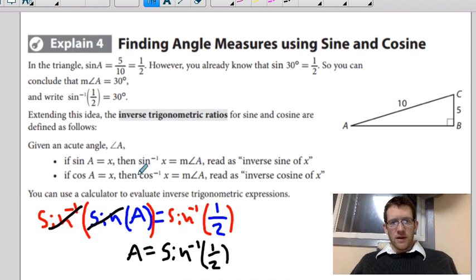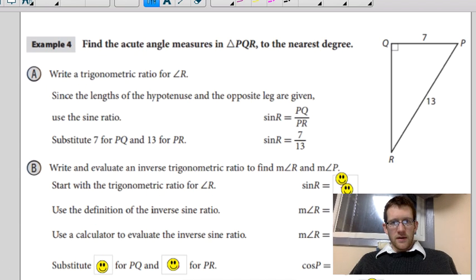Okay, and then same deal with cosine. There's an inverse cosine. The inverse cosine and the cosine cancel if you want to try and get something by itself. And you can plug that in the calculator. Here's an example.